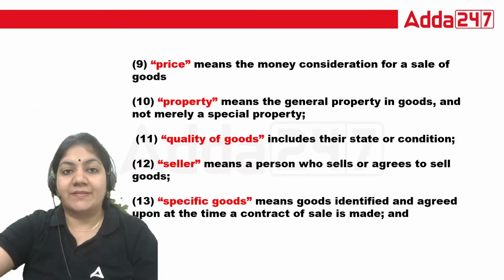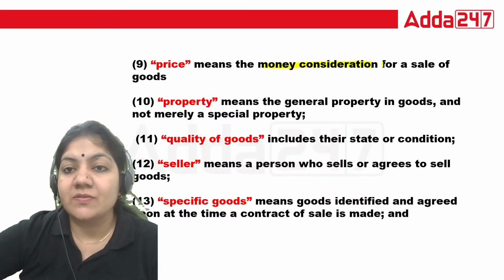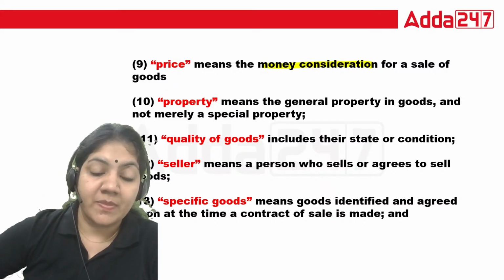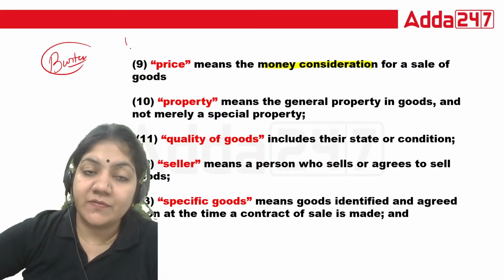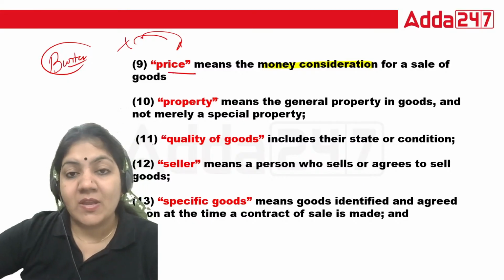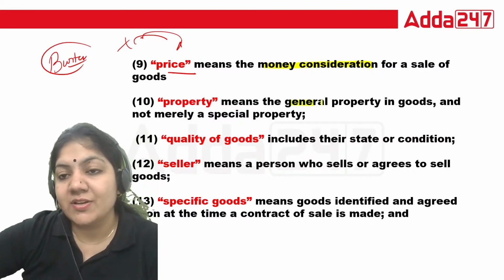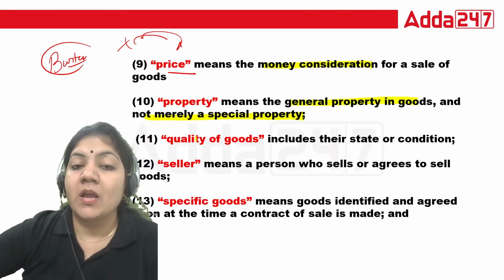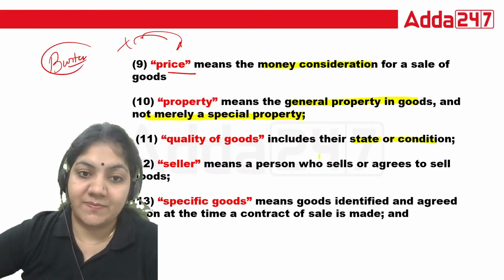Done. Next, what is price? Price means the money consideration for the sale of goods, that is called price. Because in sale of goods, we do not have the barter system. If one person is giving the ownership, we have to give the price, that is called price. Property means general property in goods, not merely a special property. What is quality of goods? It includes their state and condition.